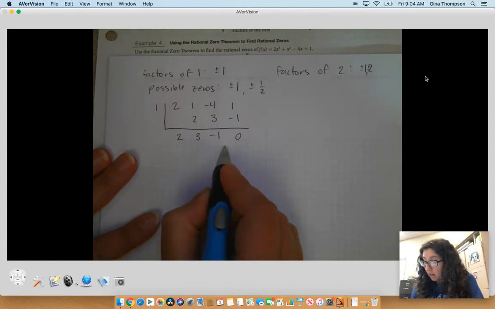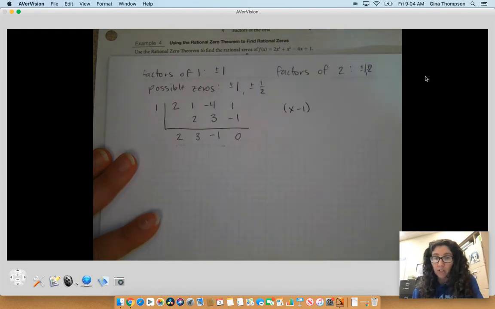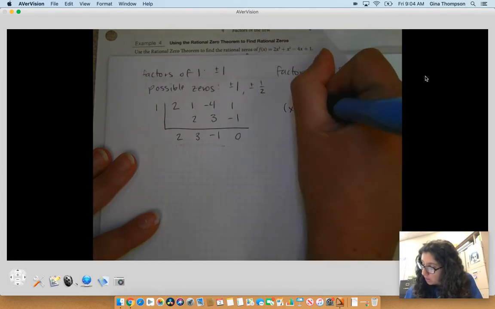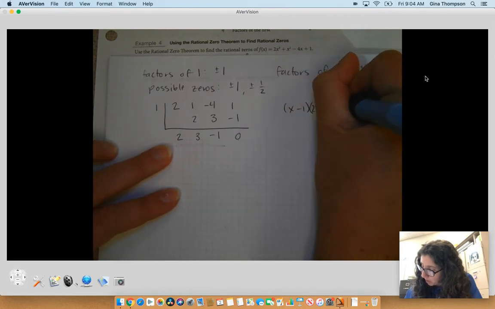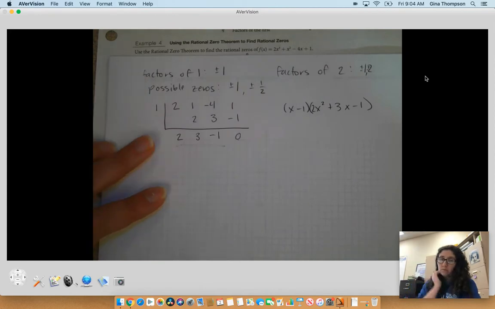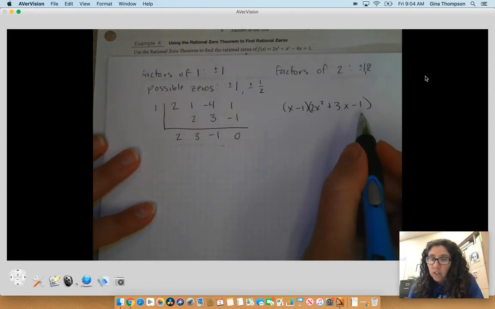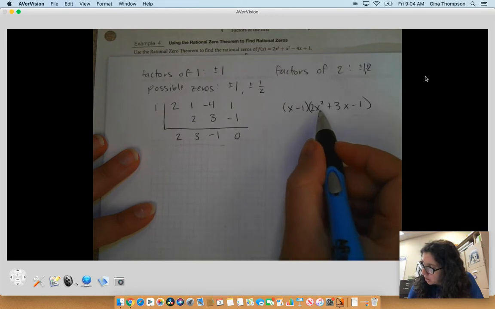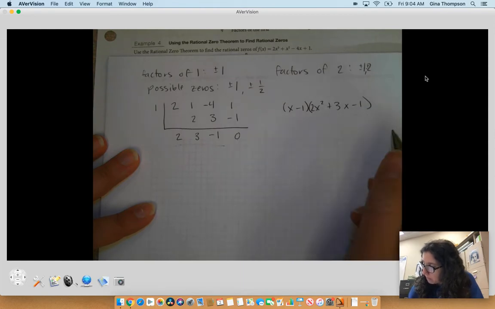So what does that mean? That means that x minus 1 is a factor of that function. And we can write the quotient as 2x squared plus 3x minus 1. So we've got a quadratic. We can solve it. Is this going to be easy to factor? Not sure.